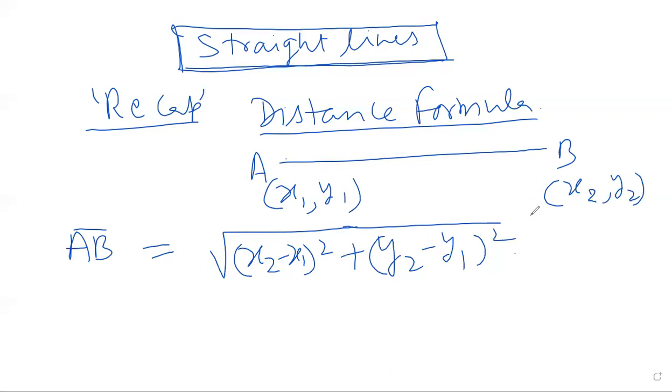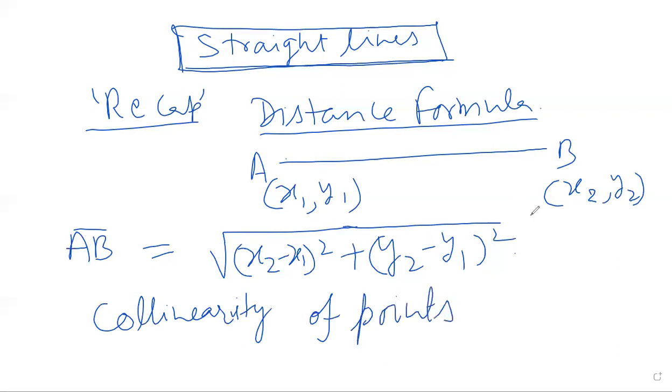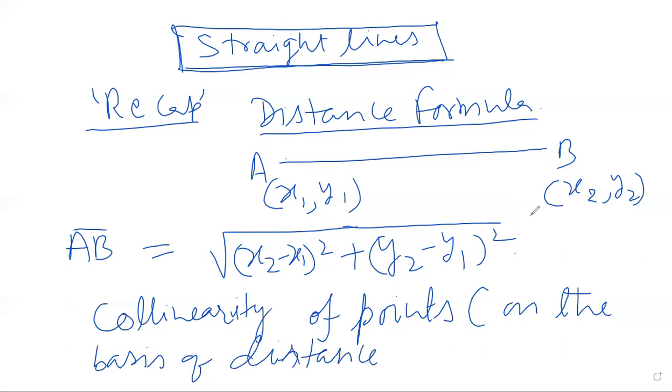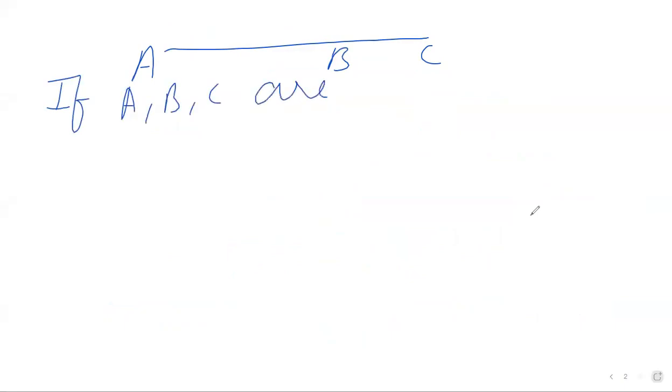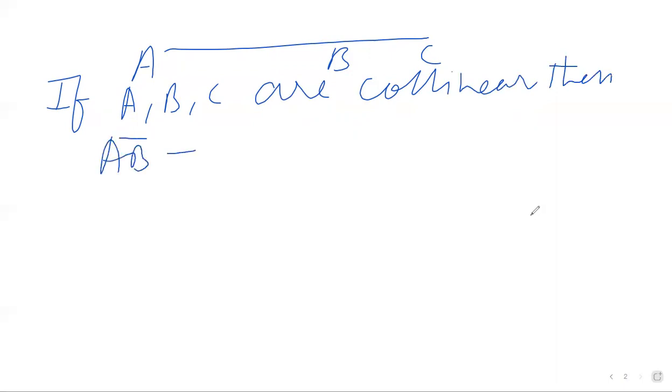Now coming to collinearity of points on the basis of the distance formula. Suppose we have A, B, C, three points. If A, B, C are collinear, then distance of AB plus distance of BC equals distance of AC. This way.